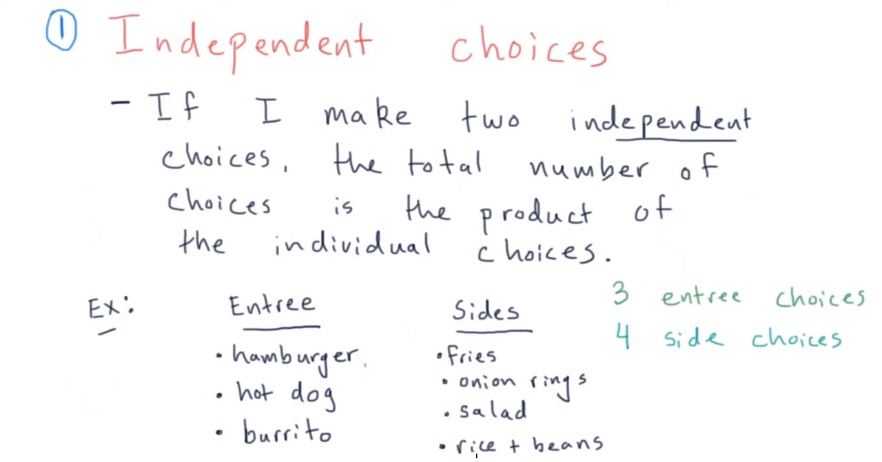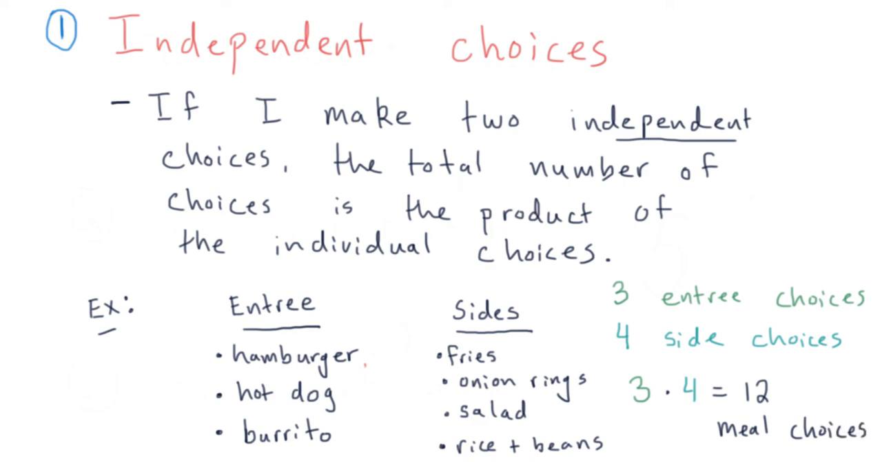Well, this law of independent choices says that all I do is multiply 3 and 4. And what does that give me? That gives me 12 meal choices.